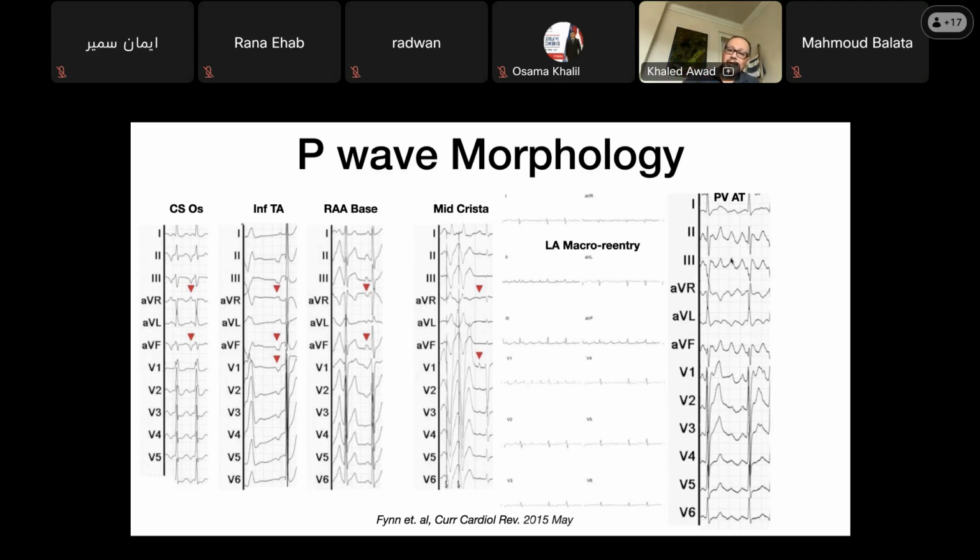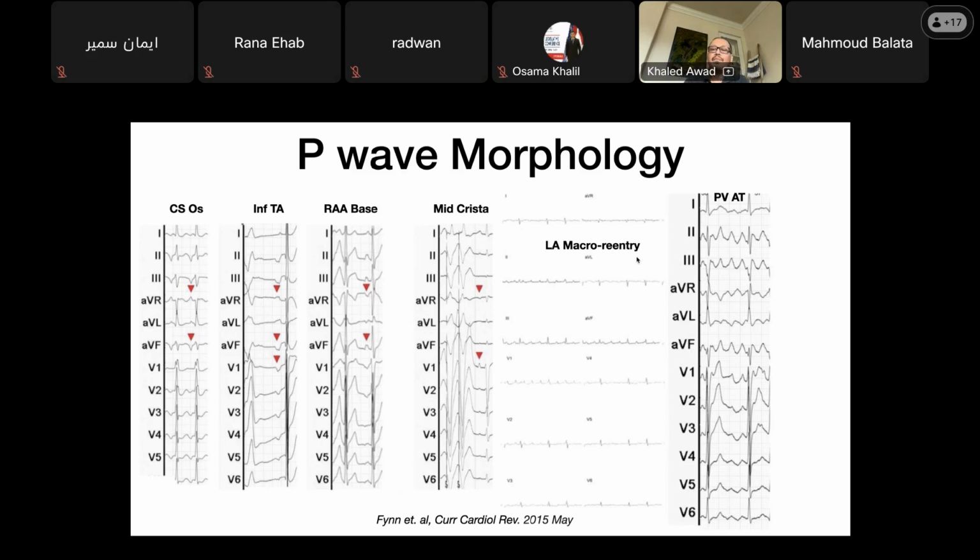The P wave goes up and down and up and down all the time. Why? Part of the atrium is depolarizing at all times, and that's what gives you that. But that really doesn't tell you anything about the site of origin. Most of the time, it implies that this is a macro reentry and this is a focal rhythm. Guess what? Wrong. There are always exceptions in EP.